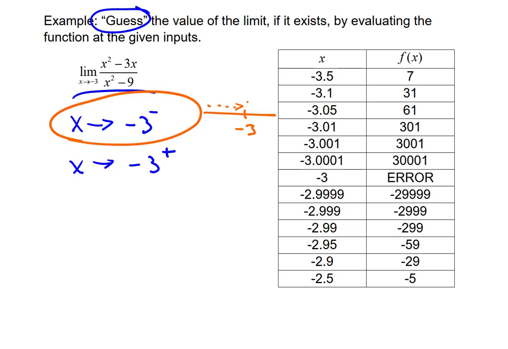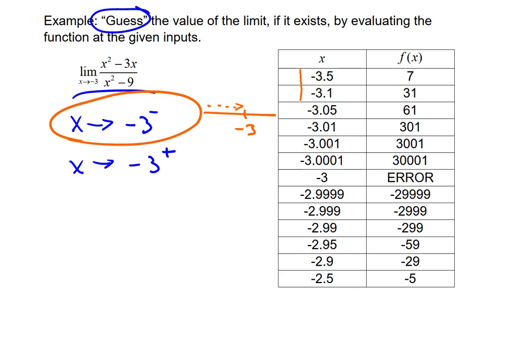So notice in our table, we start with input values of -3.5, -3.1, -3.05. Those values are walking on the number line toward -3 from the left. They're less than -3, but they're increasing, getting closer to it as they go. So that's what's happening when we walk through these input values.